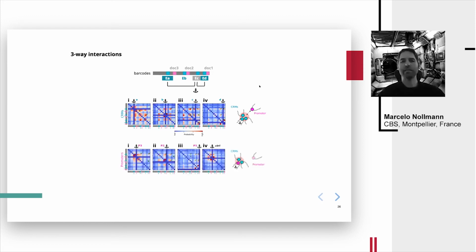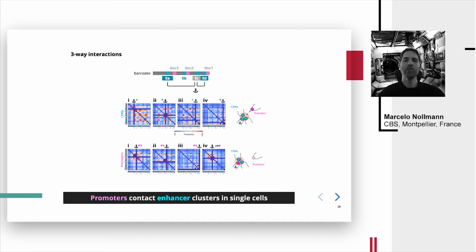So to test this hypothesis, what we did was to do the same analysis, but now selecting the promoters as anchors, right? And what we see now is that these promoters tend to interact with lower efficiency, but they tend to interact specifically with the enhancers. So what this is again telling us is that most likely we have preformed enhancer clusters, and promoters are from time to time interacting with these enhancer clusters to get activated. Right? So promoters contact enhancer clusters in single cells.